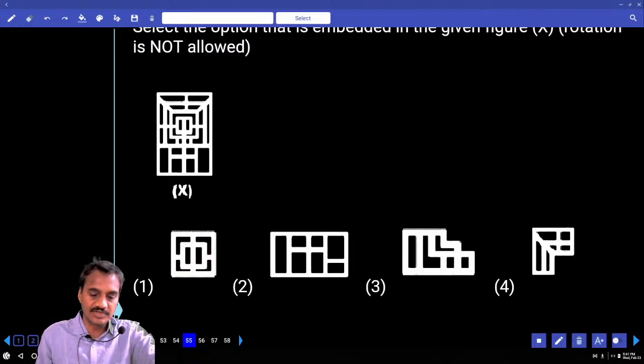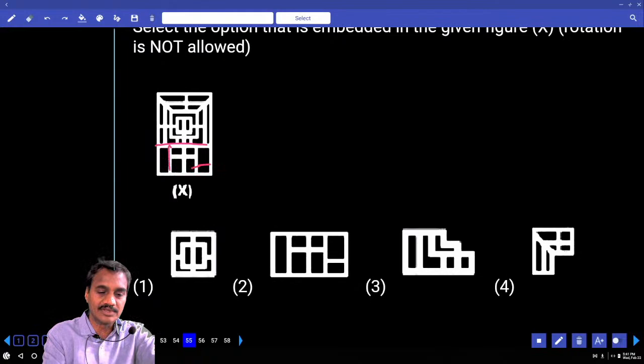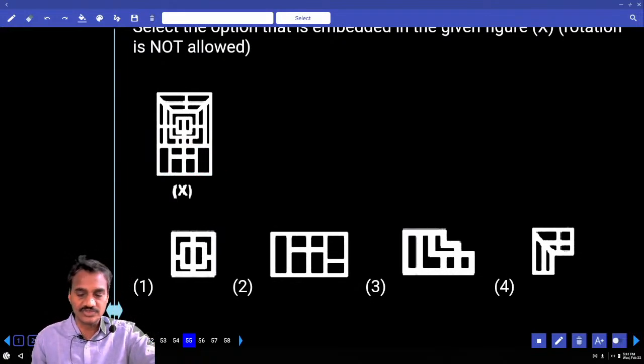And second one, if you observe here, we have to take here, and if we take here this is fine, but here we do not have the line. That is not present here. Choice 2 is again ruled out.